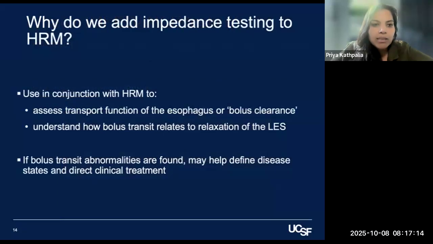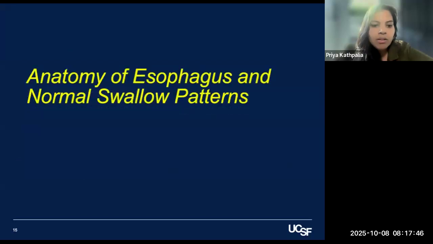So why do we add impedance testing to high-resolution manometry? Well, we use it in conjunction with HRM to really assess transport function of the esophagus or bolus clearance. We want to understand how bolus transit relates to relaxation of the LES. And if bolus transit abnormalities are found, it may help define disease states and direct clinical treatment. So, like I said, we do it with 100% of our manometries. It's built into the catheters that we have here. So let's briefly discuss the anatomy of the esophagus and normal swallow patterns.